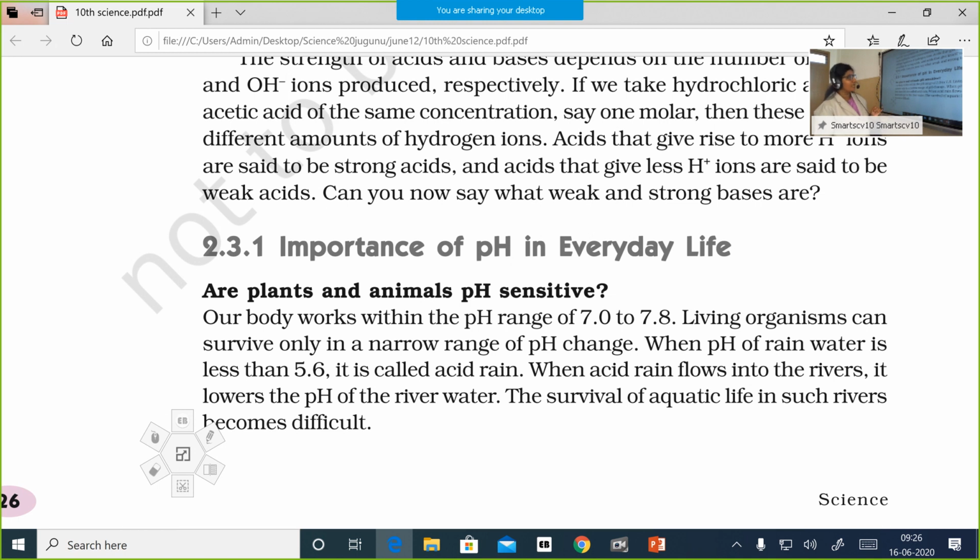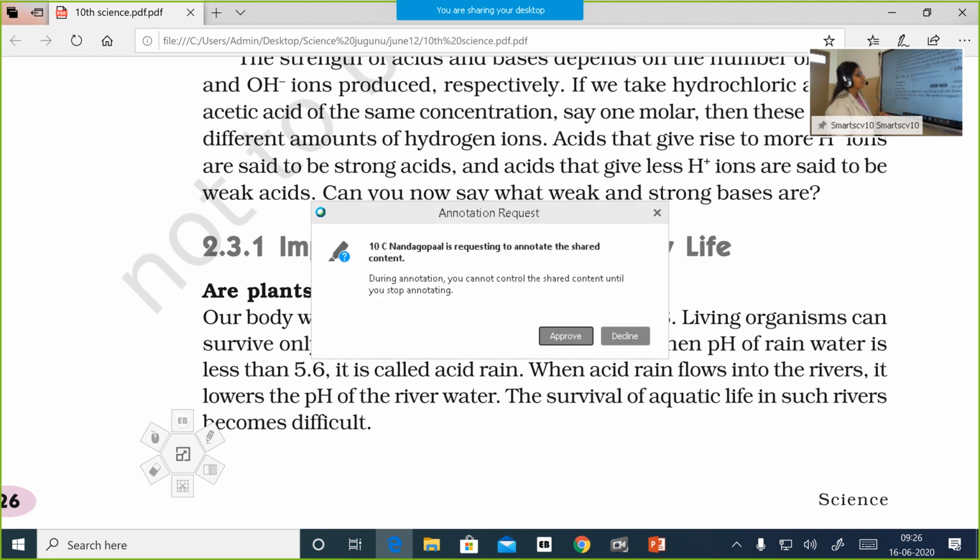Now, what's the importance of pH in everyday life? I think you got it. What is pH? pH is actually a numerical value, which ranges from 0 to 14, which indicates the strength of acids and bases. Strength of acids and bases are determined by what criterion? The amount of H plus ion, otherwise the amount of OH minus ion produced on mixing with water, otherwise on dilution.